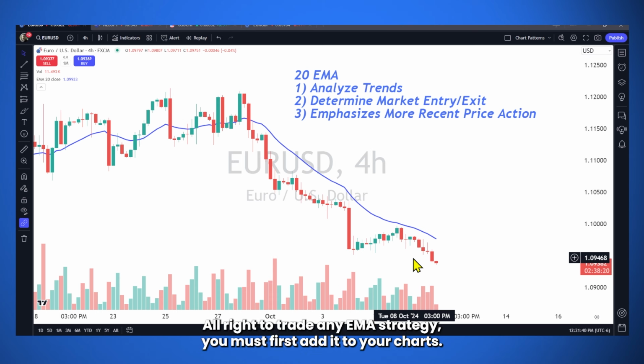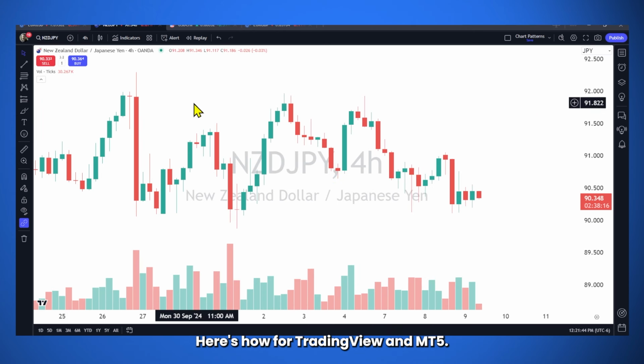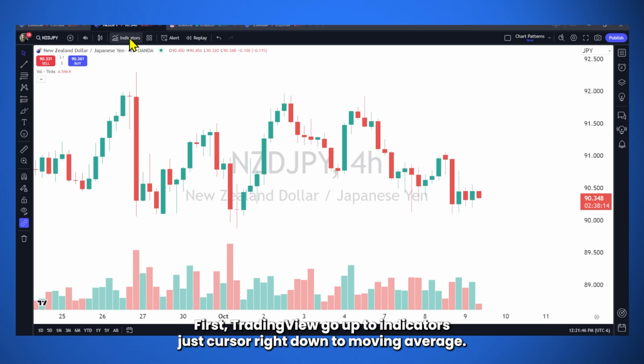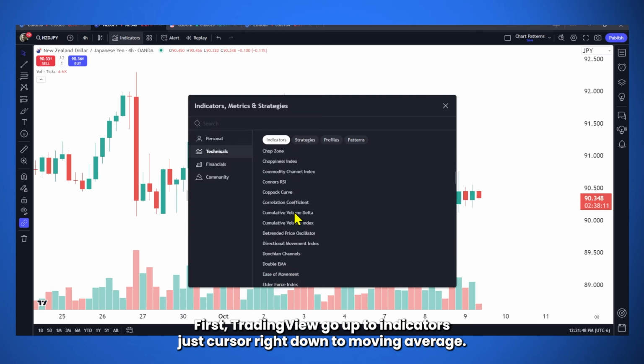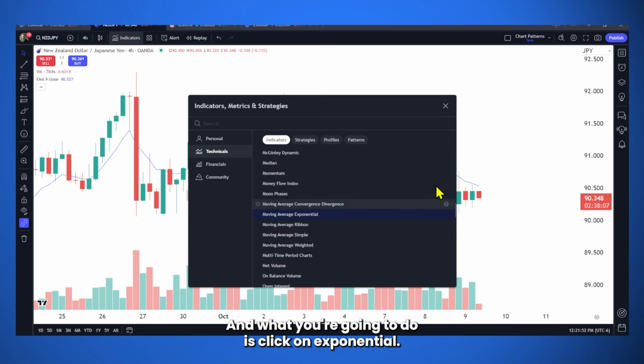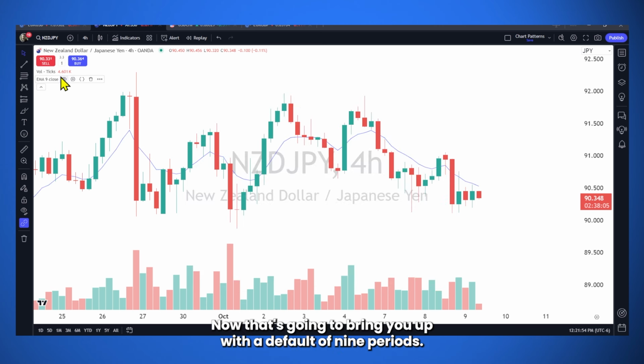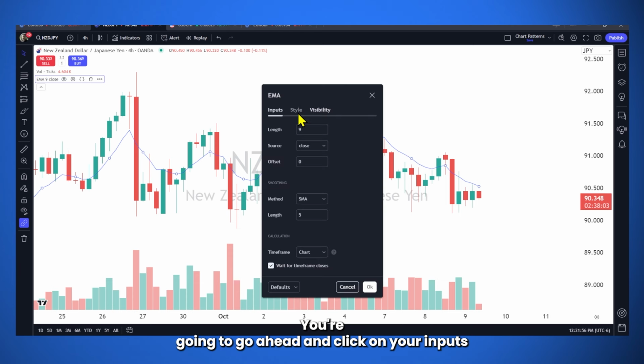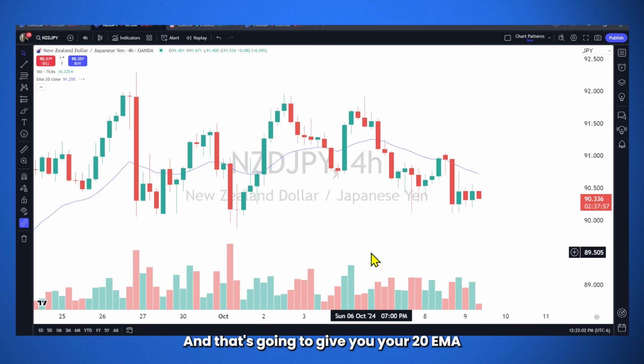All right, to trade any EMA strategy, you must first add it to your charts. Here's how for TradingView and MT5. First, TradingView: go up to indicators, cursor right down to moving average. There are going to be several options, and you're going to click on Exponential. That brings up a default of 9 periods. Click on your inputs and lengthen that to about 20, and that's going to give you your 20 EMA on TradingView.